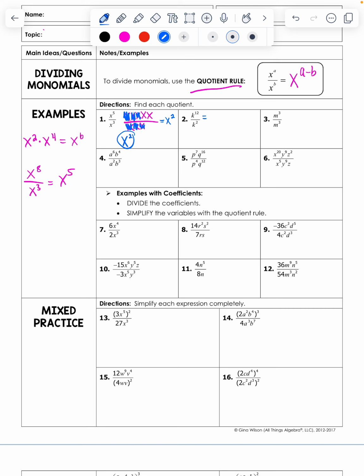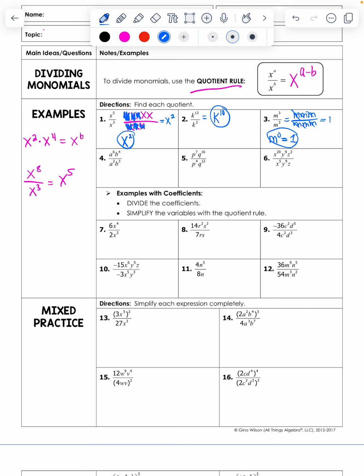K to the 12th divided by k to the second. 12 minus 2 is 10, so this would be k to the 10th. M to the third divided by m to the third. This one's kind of silly because when we have m to the third and m to the third, really everything cancels out. This actually just equals 1, but if we use the quotient rule, 3 minus 3 is 0, and anything to the 0 power just equals 1, so I would accept either answer here, m to the 0, or just 1 as the answer.